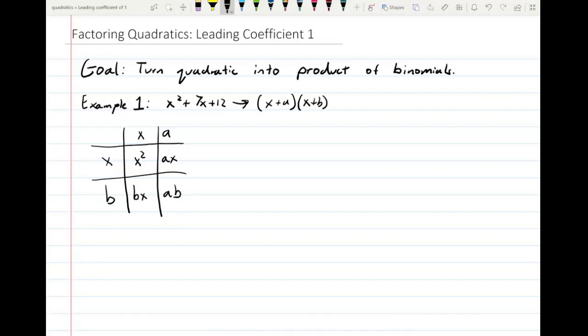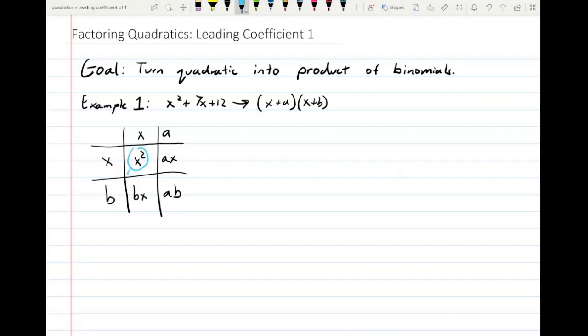Now, you might notice that this is actually functionally equivalent to the FOIL method that you might be used to, in that it multiplies every pair of terms in the binomials. But I think doing it this way gives you a little bit of a clearer picture of what's going on. Anyway, let's collect our terms.